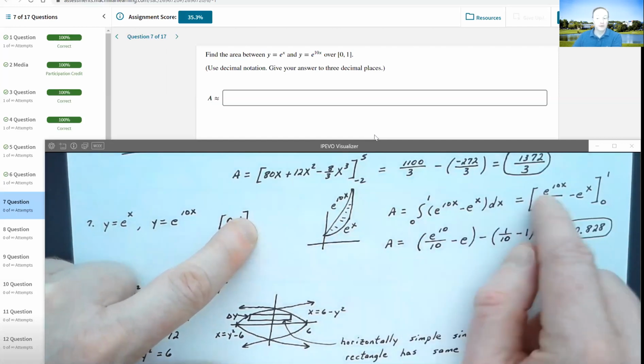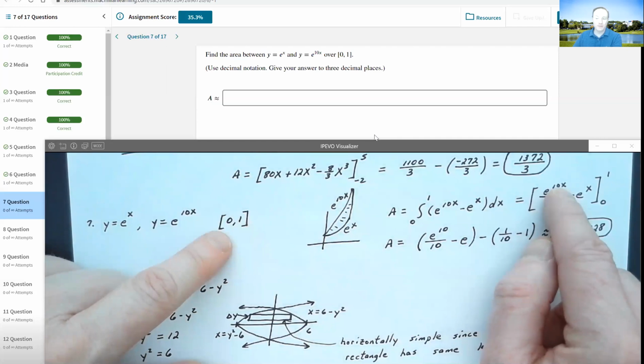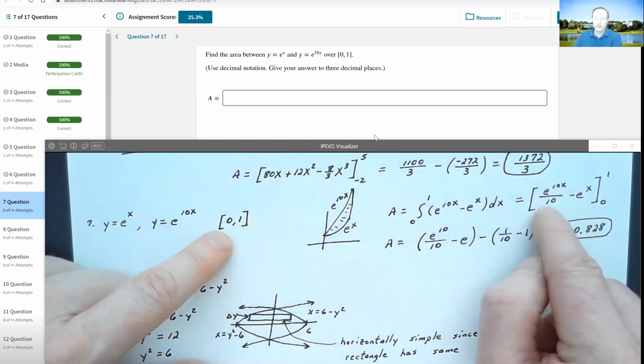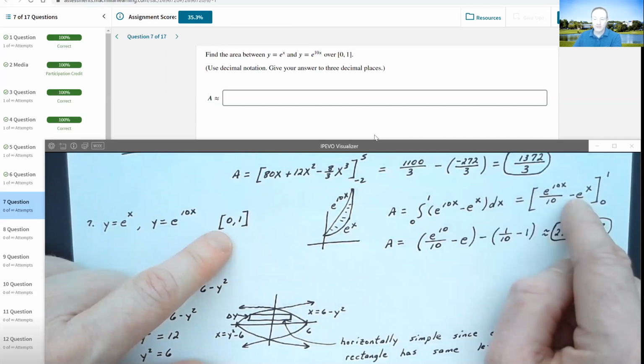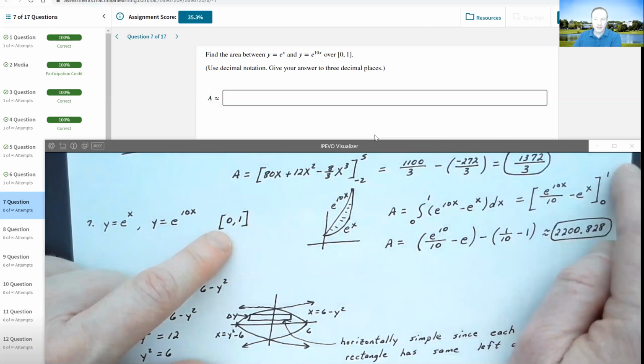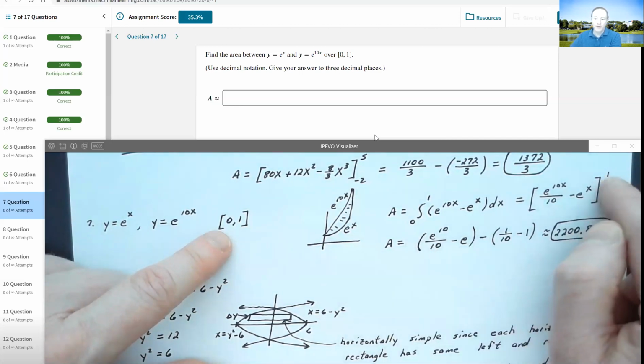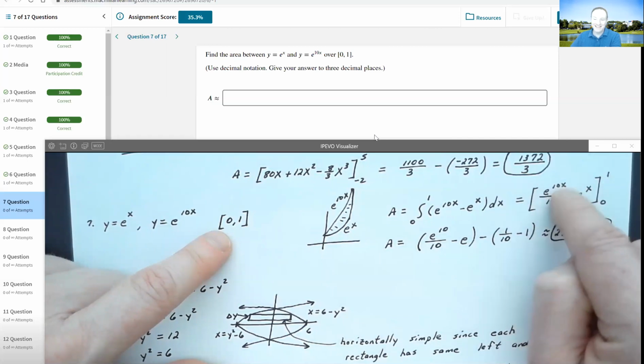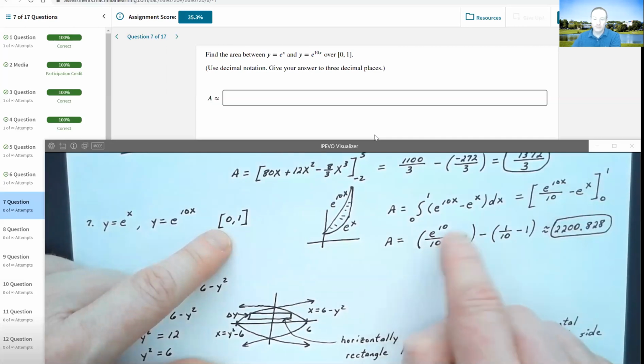Integrate that. Integral of any exponential function is that exponential function divided by the derivative of its exponent. So I get e to the 10x over 10. Integral of e to the x is just e to the x. Now we're evaluating that from 0 to 1. You don't really need a calculator, at least not for this part. When you plug in the 1, you'll get e to the 10 over 10 minus e to the first. That's what I got right there.